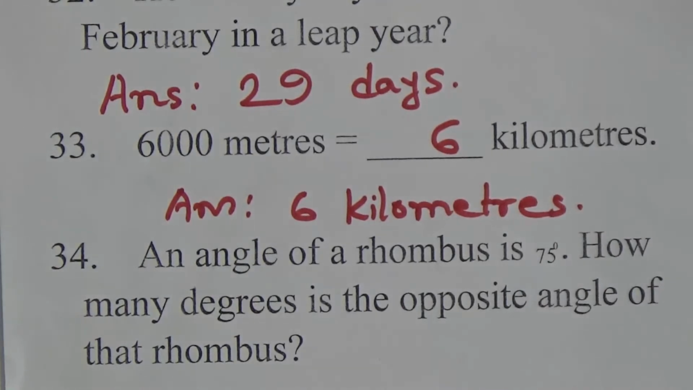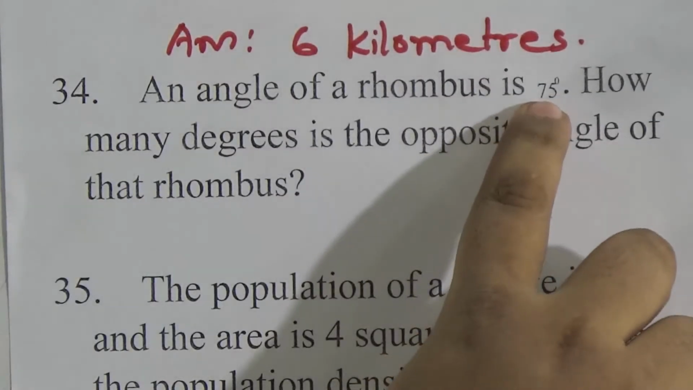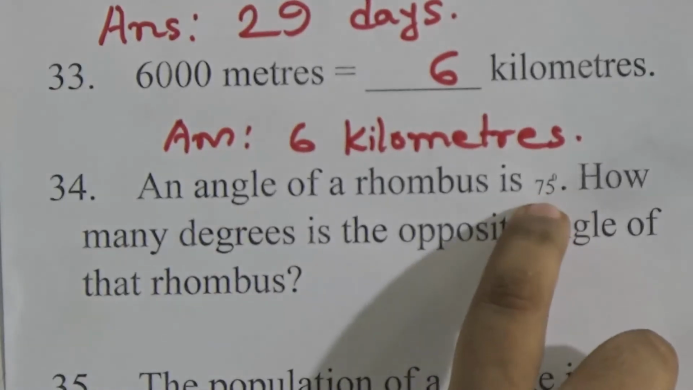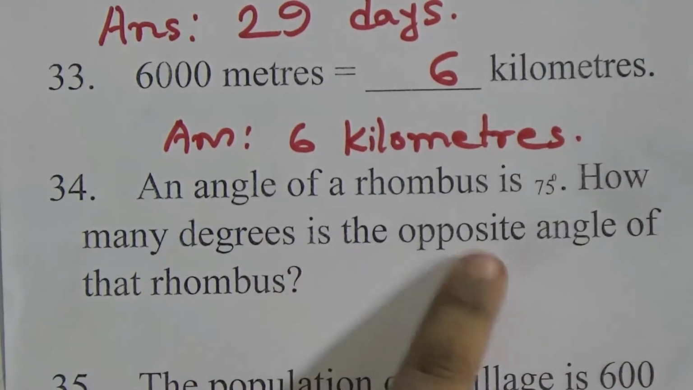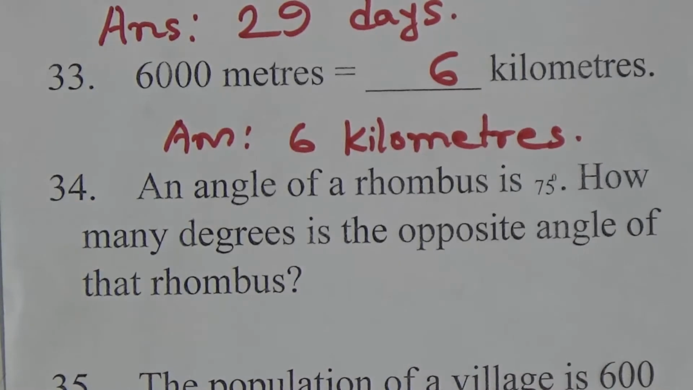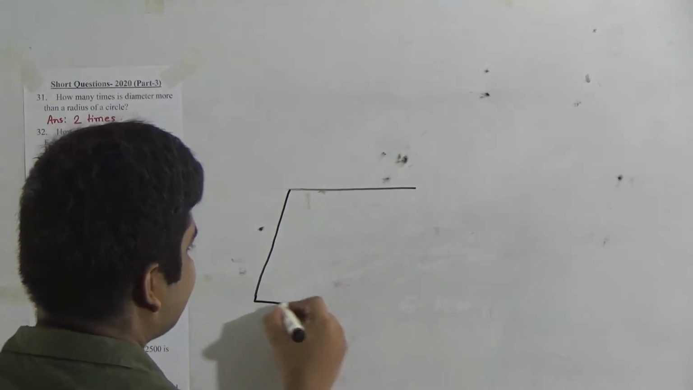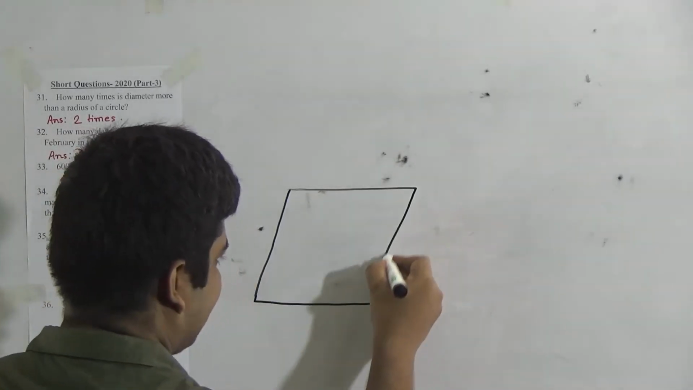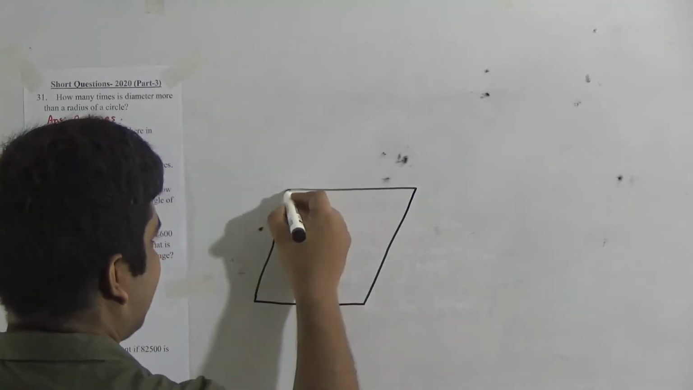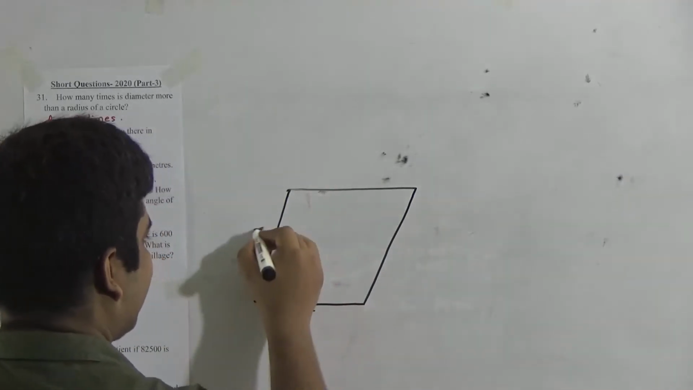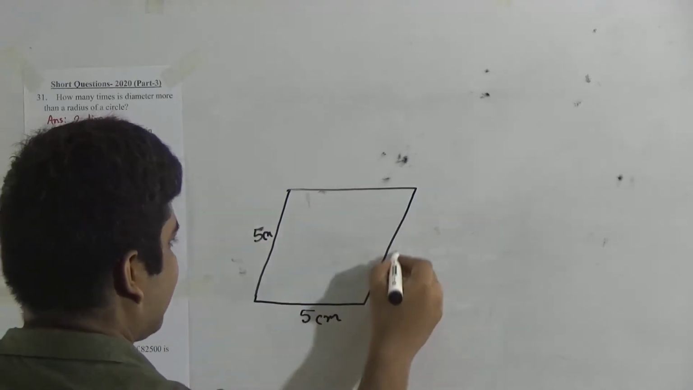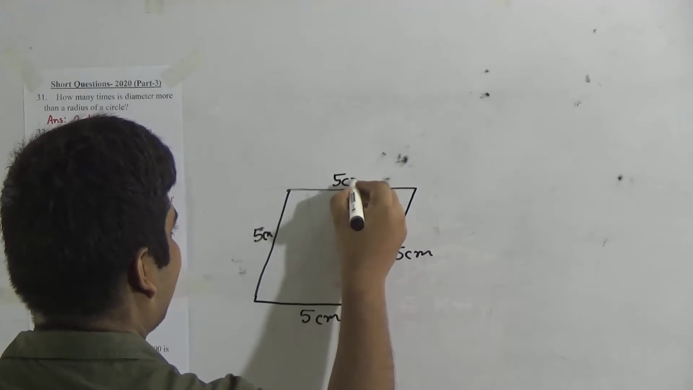Our next question, 34 number question. An angle of a rhombus is 75 degrees. Notice, it is 75 degrees. How many degrees is the opposite angle of that rhombus? Notice, at first we draw a figure of a rhombus. A quadrilateral whose all sides are equal. That means if it is 5 centimeters, it will also be 5 centimeters, and it will also be 5 centimeters.